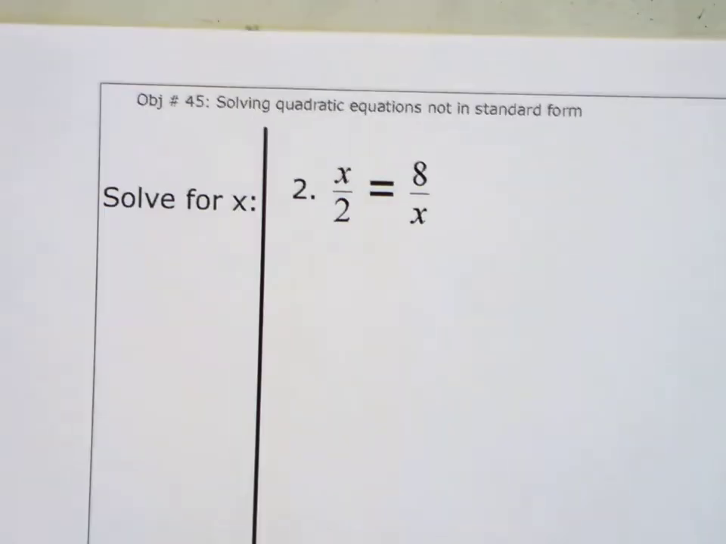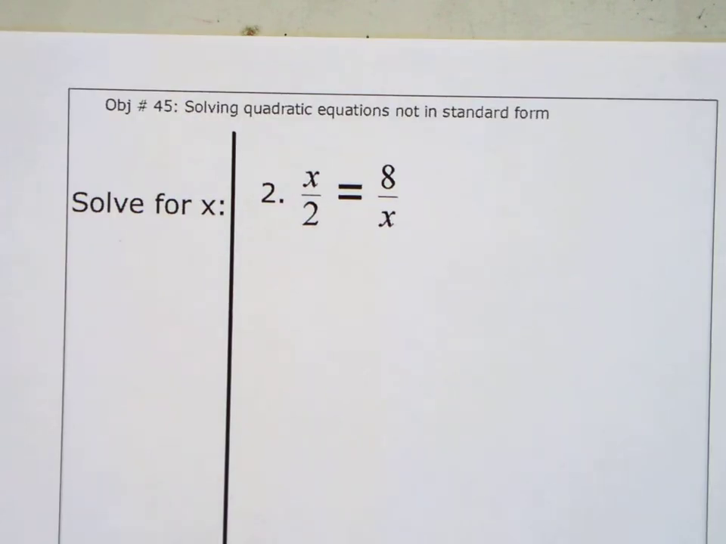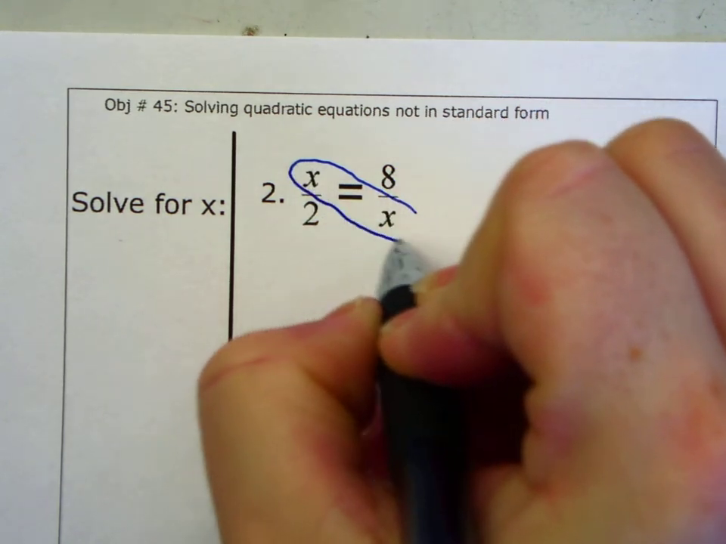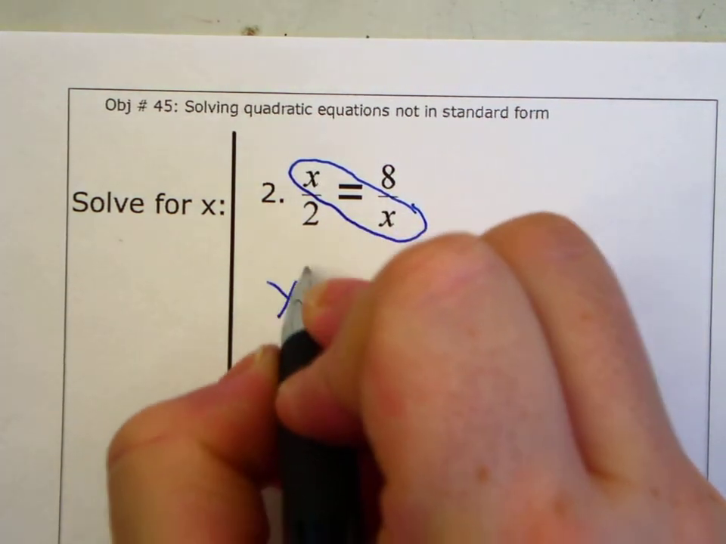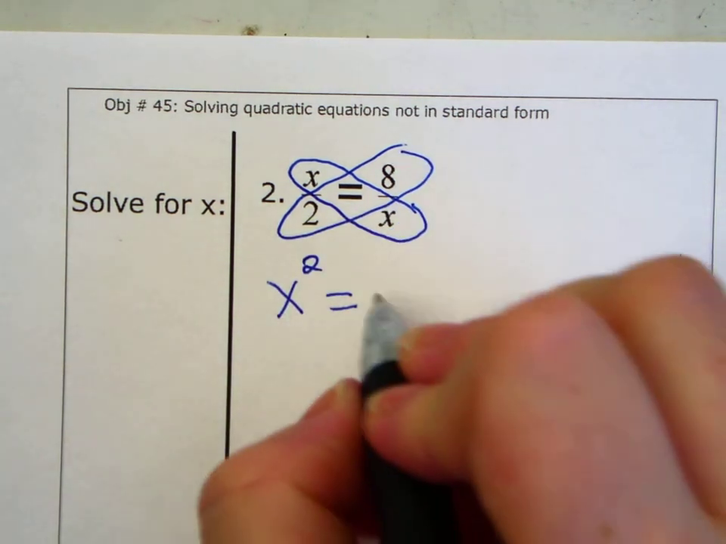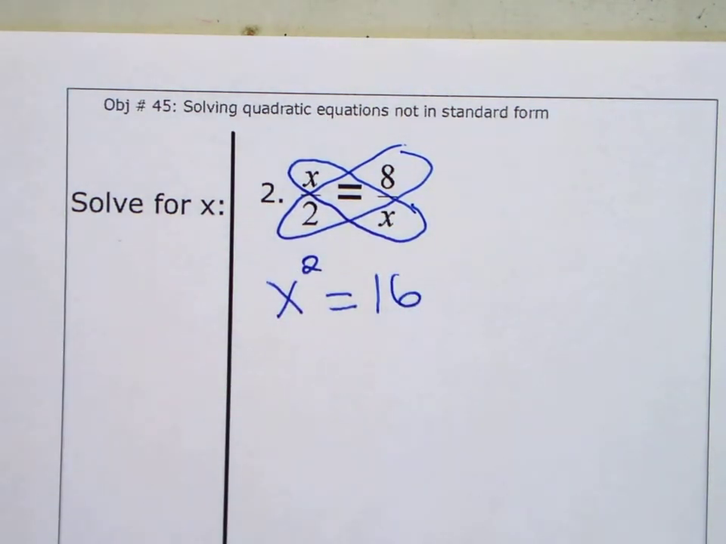Alright, so now let's do something a little harder. x over 2 equals 8 over x. Again, we're cross multiplying. What is x times x? x squared equals 2 times 8, 16. How do you solve that?